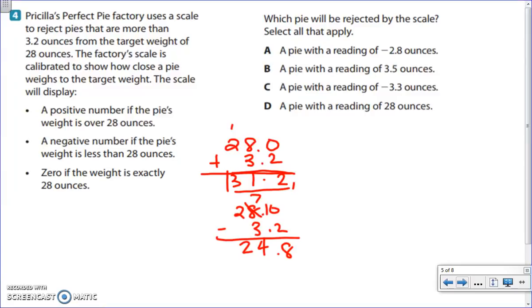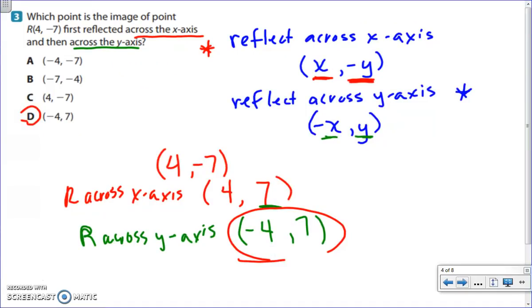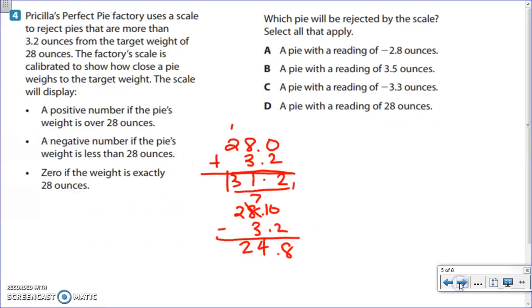So the scale will display, okay, so it looks like we're talking about just understanding of positive and negative numbers. Positive number if the weight is over 28 ounces, okay, so if it's 28, 28.1, 28.2, it'll be positive because it's more than 28. It'll display a negative number if the pie is less than 28 ounces, so negative 3.2 would be 24.8. Oops, I don't know what I just did there, sorry about that. This would be a negative 3.2, and that would represent a weight of 24.8.